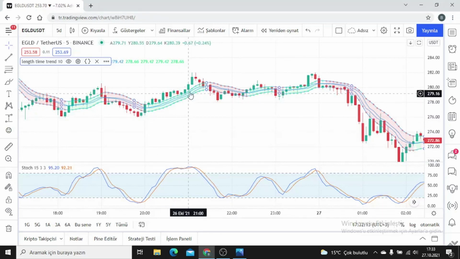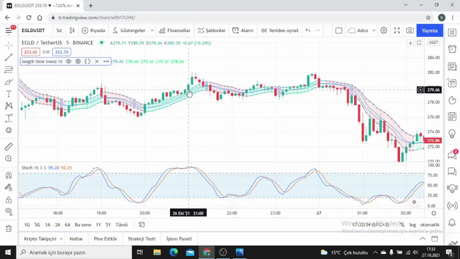That's why I already suggested stochastic to you. For example, stochastic gave us a sell signal here, and a buy signal here again. But look, there is a fine detail here. Do not comply with this condition if stochastic gives a buy signal while the price is already above the channel.